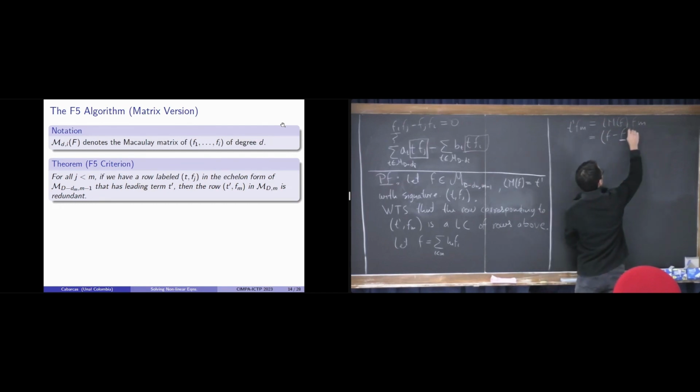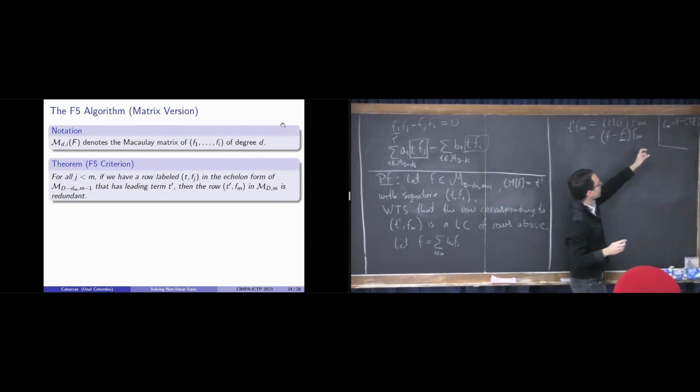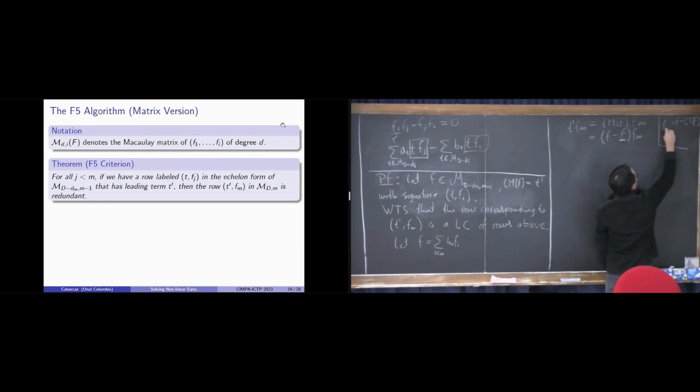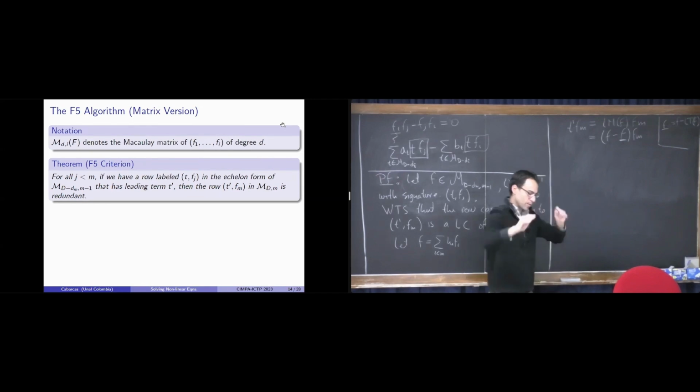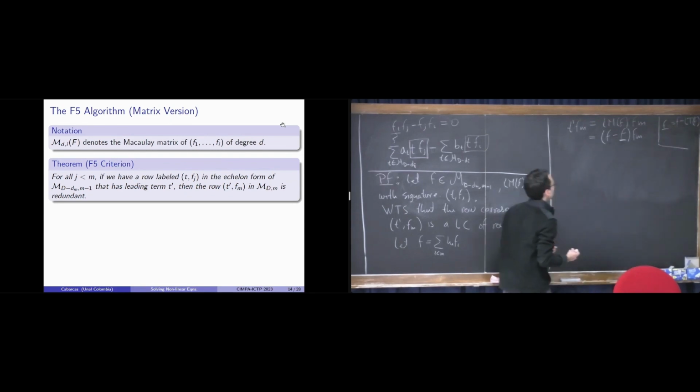So F minus, let me call this F underbar. So what I mean here is that F underbar is precisely the rest of F. So it's F without its leading term. F underbar is what is left when I remove the leading term. And what is important here is that the leading term of F underbar is strictly less than the leading monomial of F, of course.